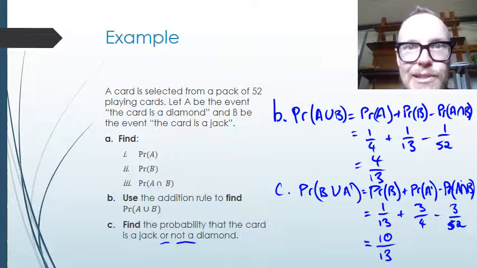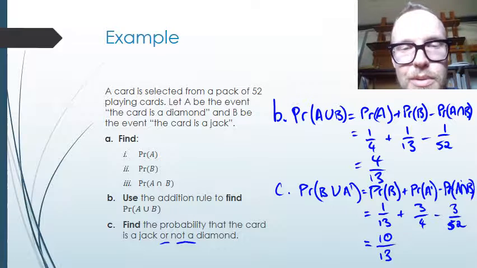So let's review the learning goal. The learning goal for this lesson is just to be able to use the addition rule to determine the union of two different sets.